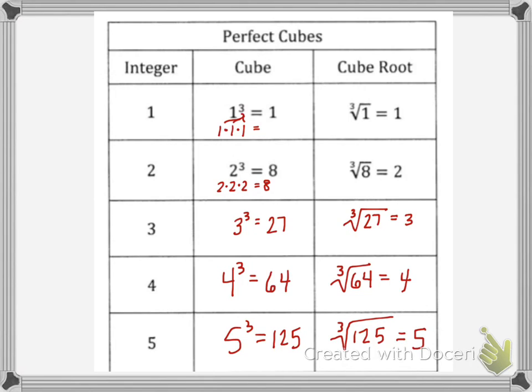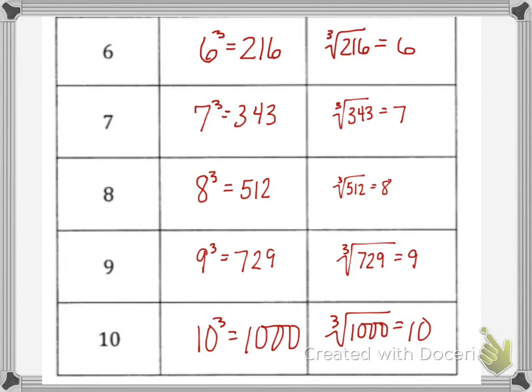Now again, I'd love for you to pause the video, try to fill in 6 through 10. You can use a calculator, and then check in with the video when you're finished. Right, so those are the values you should have for the perfect cubes and the cube roots. Just giving yourself a chance to check those. And then we'll move on.